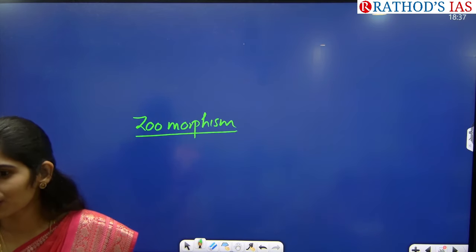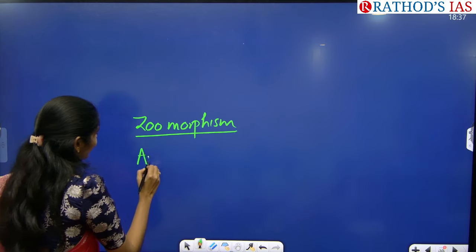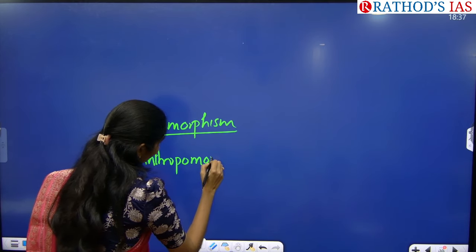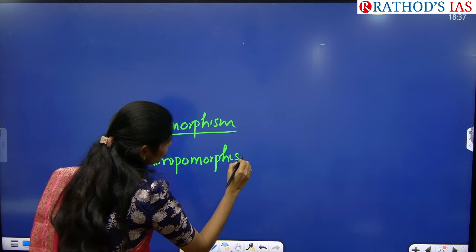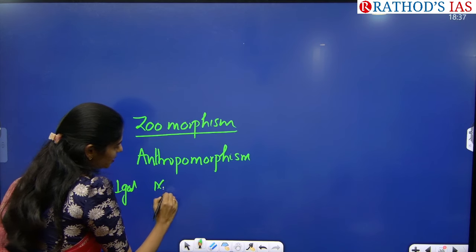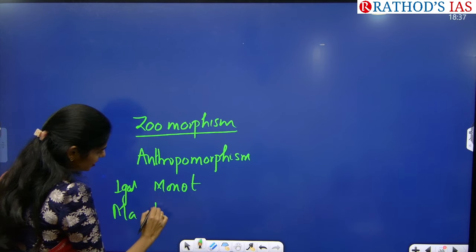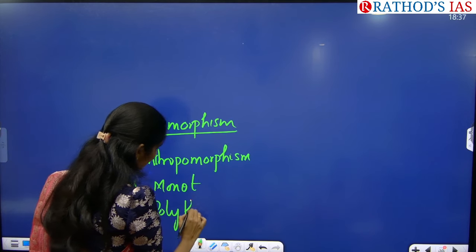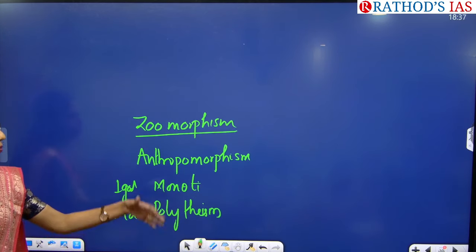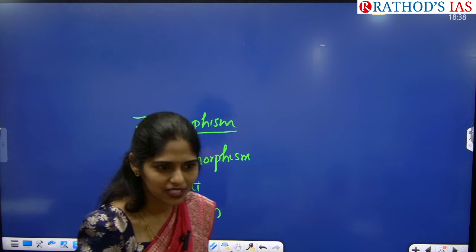Now tell me, if you are worshipping God in human form? Anthropomorphism. So if you are worshipping one God, monotheism. If you are worshipping many gods, polytheism. Is it easy? Polytheism, monotheism, anthropomorphism, zoomorphism. So here there is also one more concept.